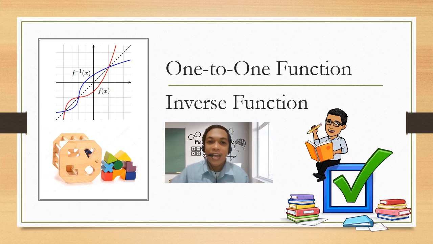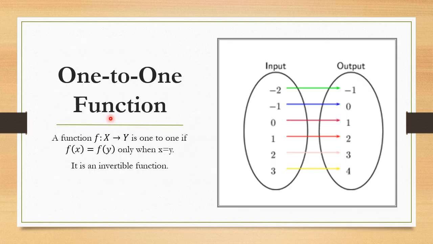In this video, I am going to discuss one-to-one function and inverse function. A function f that maps x to y is one-to-one if and only if f of x is equal to f of y only when x is equal to y. It is also an invertible function.